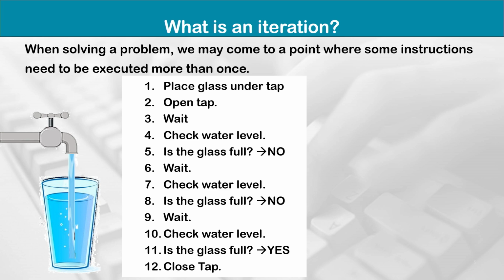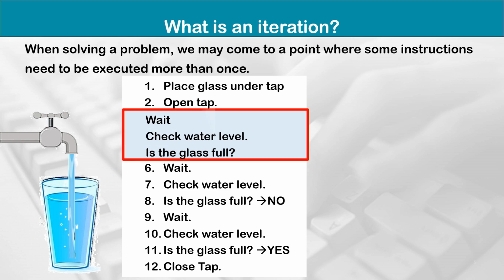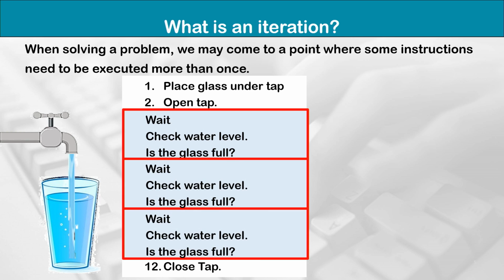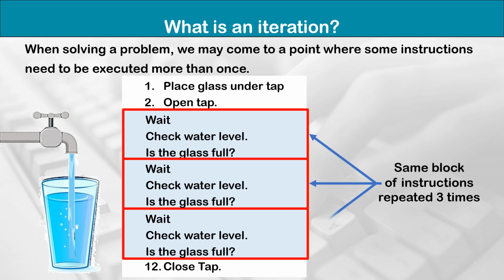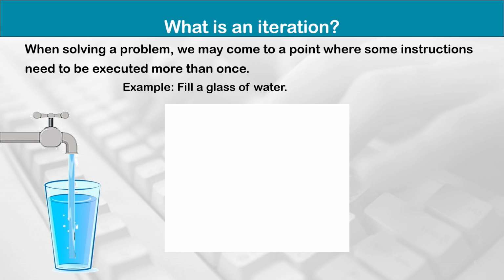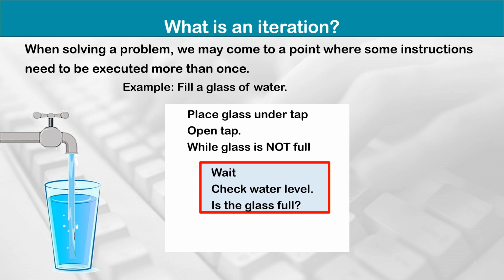Notice how some instructions have been repeated. The same block of instructions is repeated 3 times. Iteration means repeating one or more instructions several times. Using iteration, the repeated block is written only once. But it is executed several times.